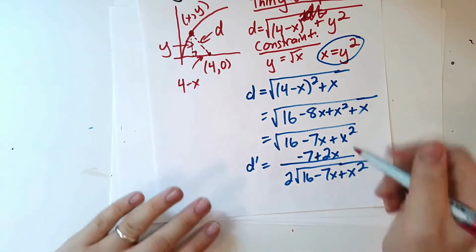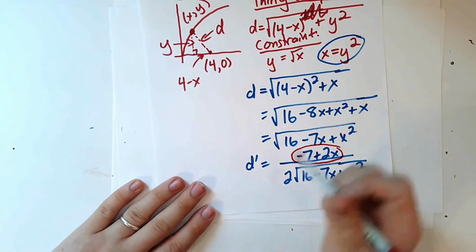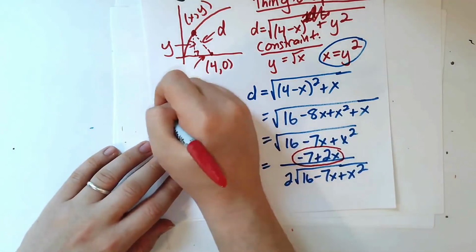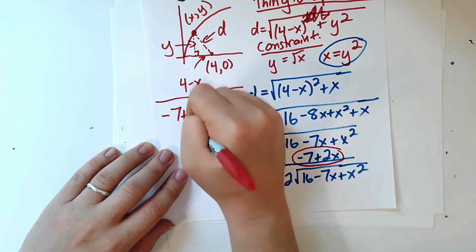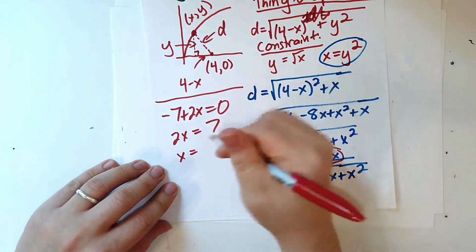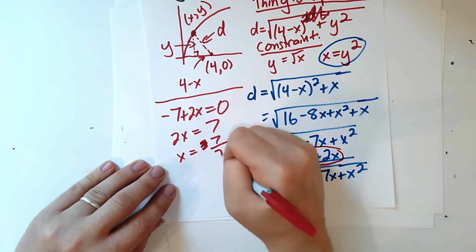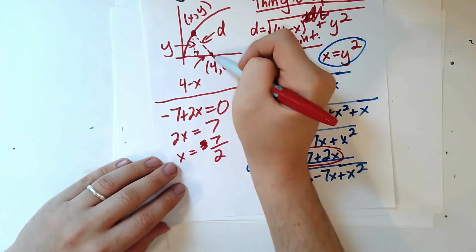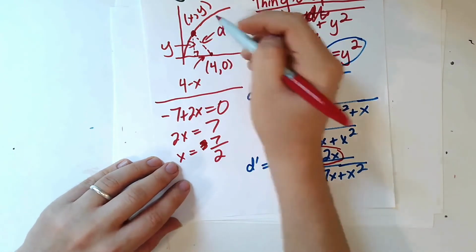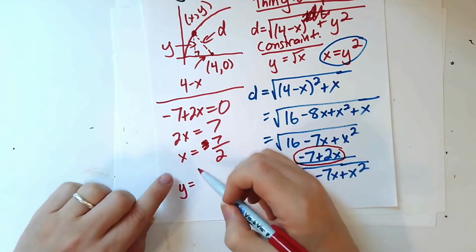And now I'm almost done with this question, because now I can say, okay, where is this derivative 0, which is going to happen where the numerator is 0. The denominator doesn't have any role at all. So I'll get minus 7 plus 2x equals 0, so 2x equals 7. So x equals 7 halves, which is 3.5. So it's a little bit over to the left of this point 4, 0 is where our answer ends up being.